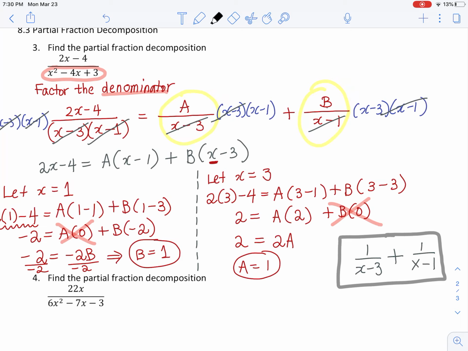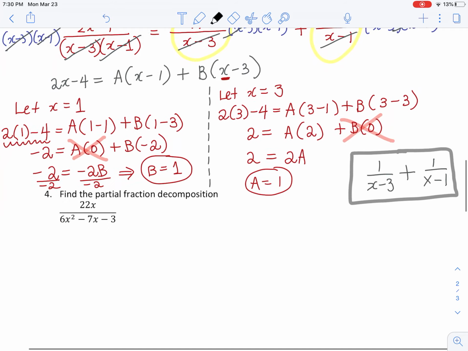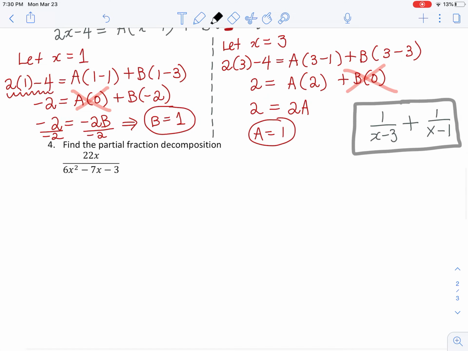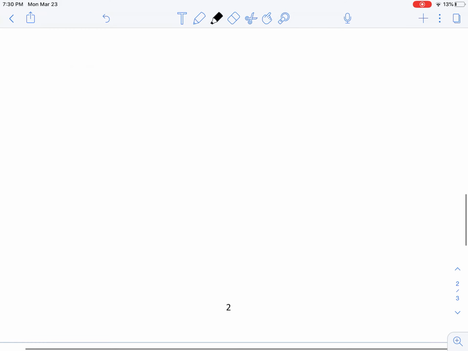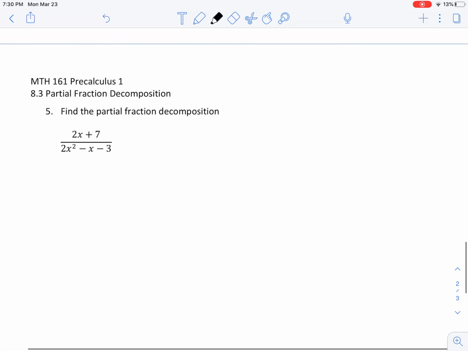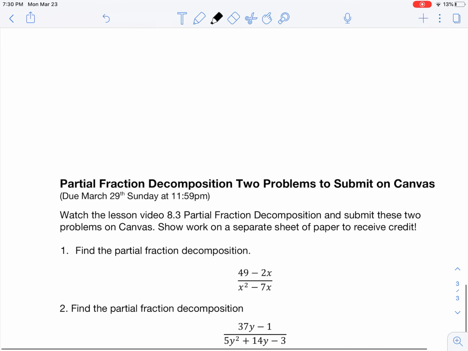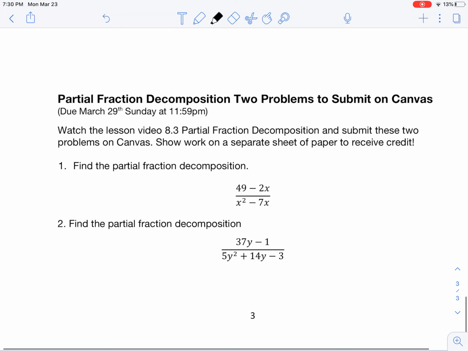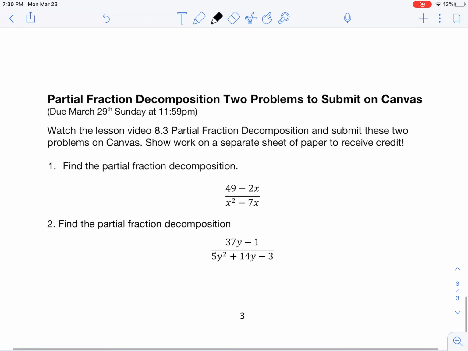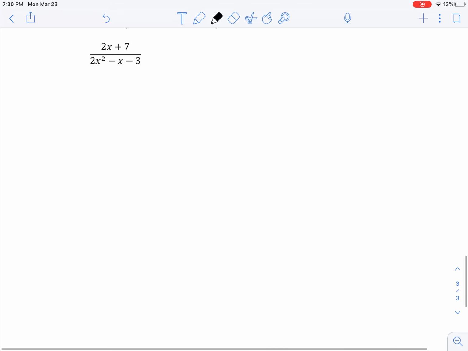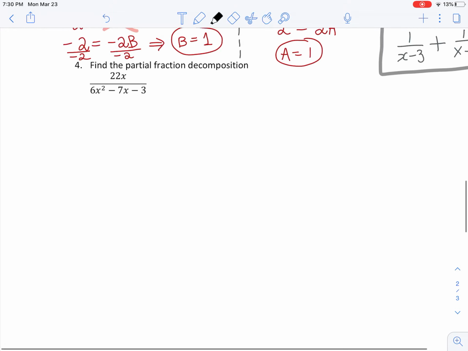Alright, how you doing? Now, I got number 4 and 5. They're about the same difficulty, but these are the two that I'm going to put on your daily problem. So number 4 and number 5. And that's all I'm going to show you in this video. And after that, you will be ready for number 1 and 2 on your 2 problems to submit on Canvas, okay? All right, number 4.